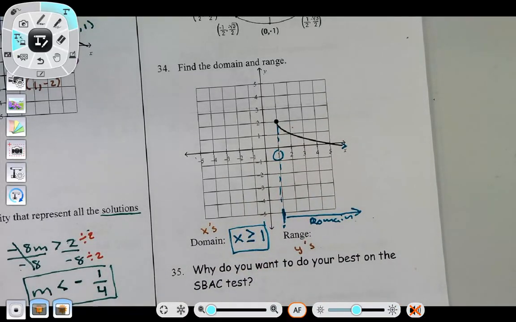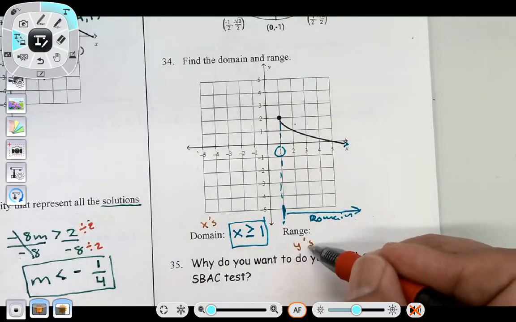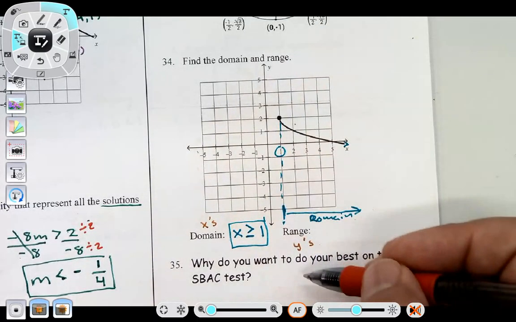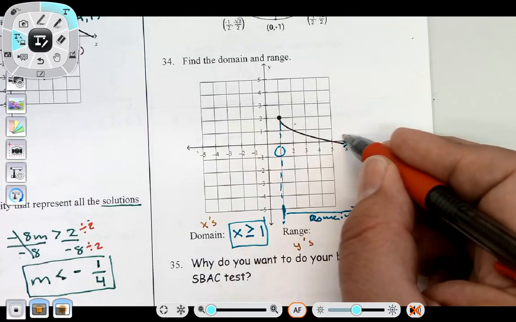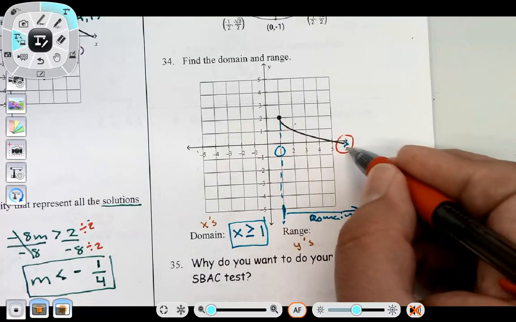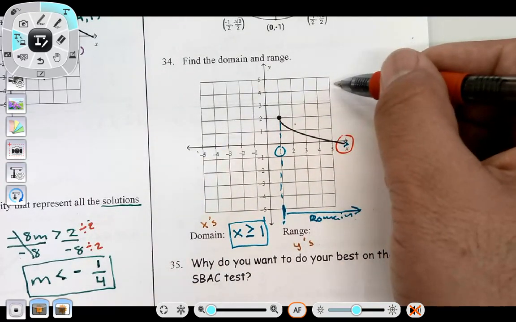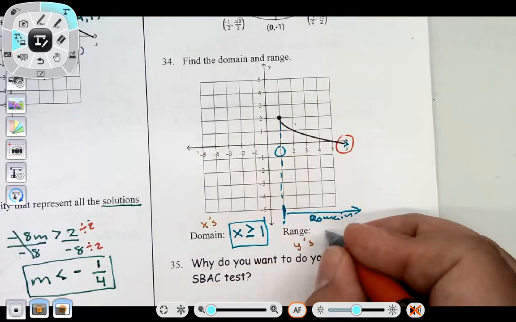Now, when it comes to range, we're talking about our y values. When I ask you about the y's, the y goes up and down. So first question: does it go down forever? Absolutely. It's slanting down, so it does go down forever. Does it go up forever? The answer is no. And if we say no, then the first thing I do is write my y.